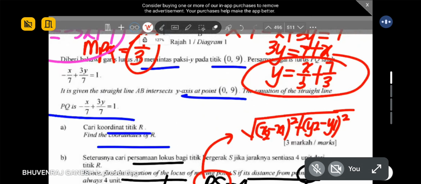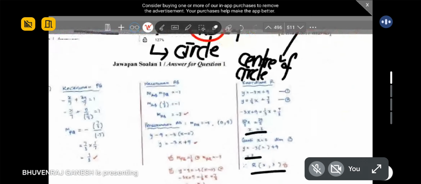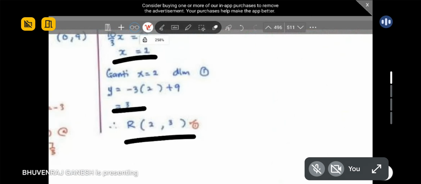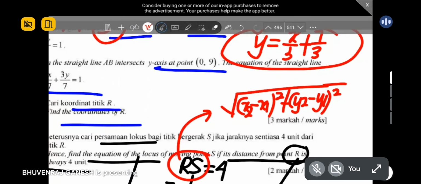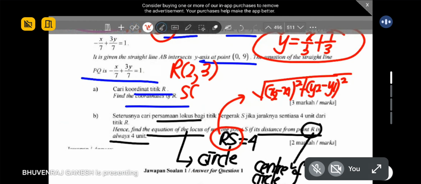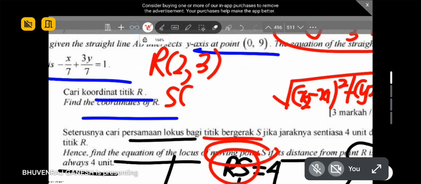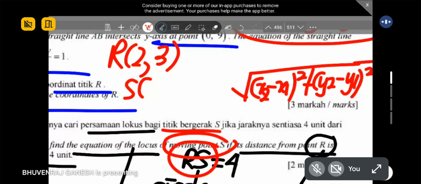Okay, gantikan. So your R, you already have the coordinate from your part A. The answer is 2, 3. Okay, so you can substitute that. So R is 2, 3. And then S. Okay, so for coordinate S, you must see, guys, they say it is a moving point. Titik bergerak. So whenever you see moving point, guys, what is the coordinate for S? May I know? This one important. Titik bergerak.